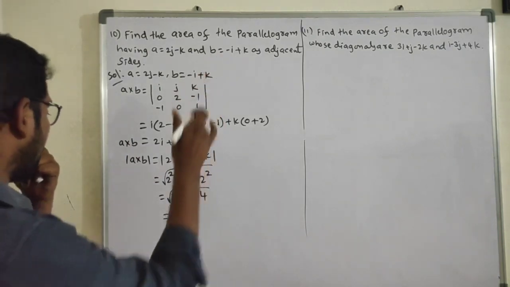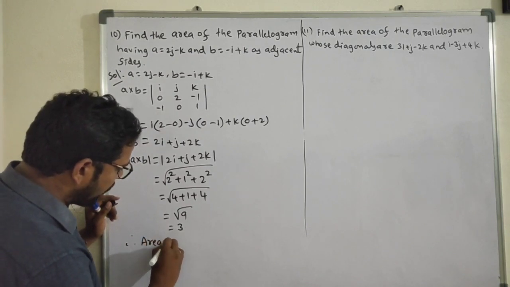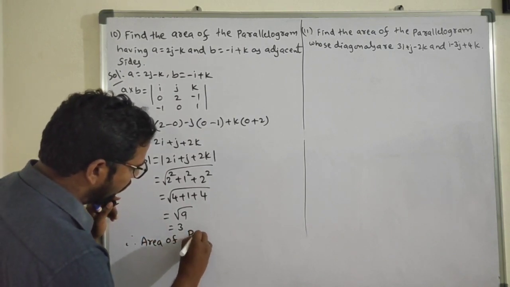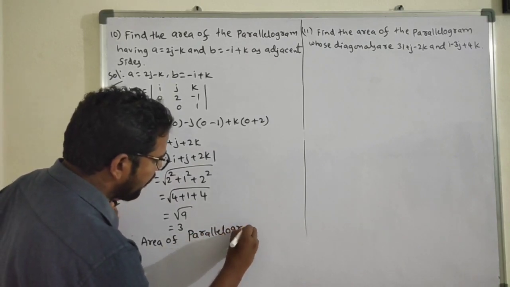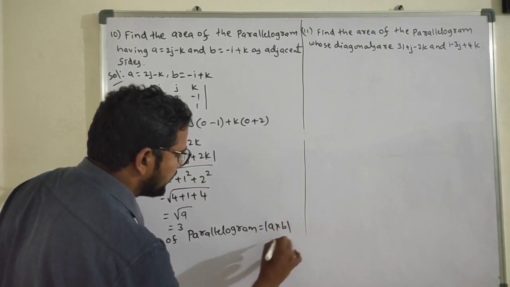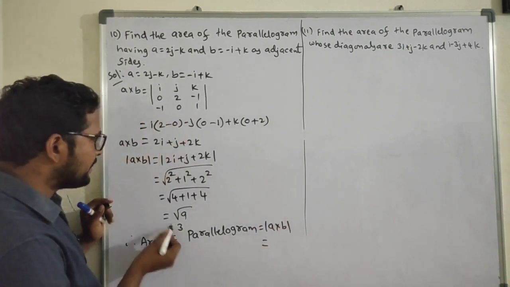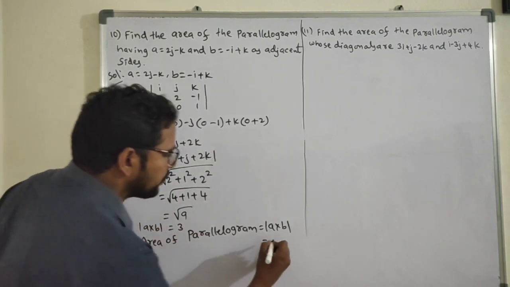What is the area of the parallelogram? Therefore, the area of the parallelogram is equal to, what is the formula? Modulus A cross B. What is the modulus A cross B value? 3. Modulus A cross B is equal to 3.